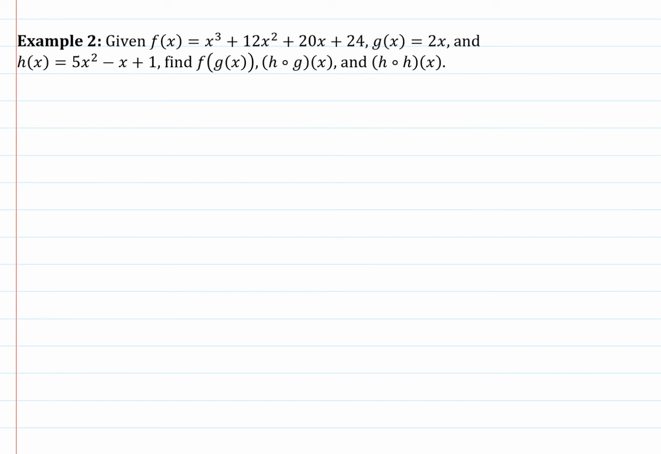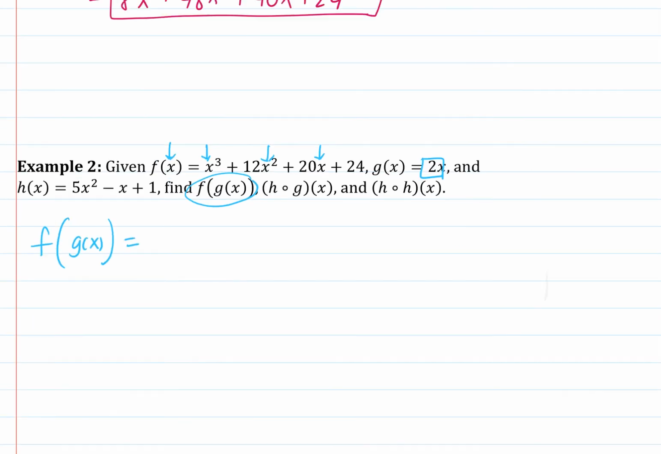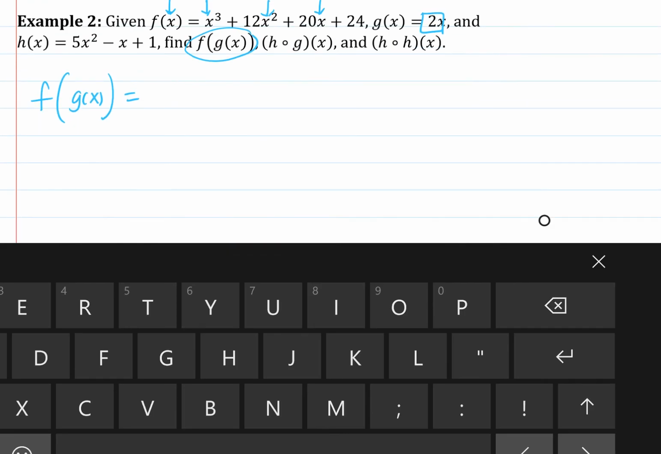Okay, let's take a look at example 2. Given f of x, g of x, and h of x, find, and then we're given 3 different expressions. This expression is read f of g of x. I like to write my g of x smaller just to sort of emphasize. I'm going to take the entire function g and substitute it into the function f every time we see an x. Does this look familiar? It should. This is actually what we just did.